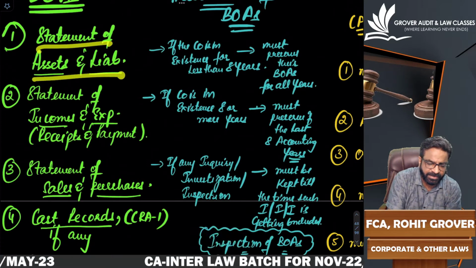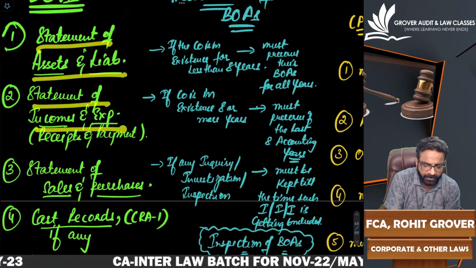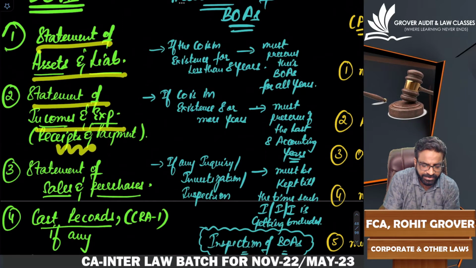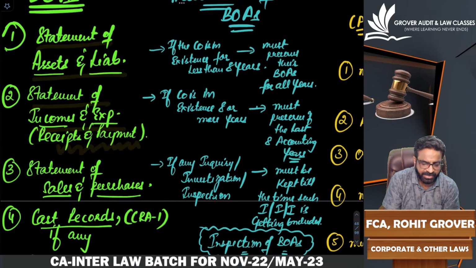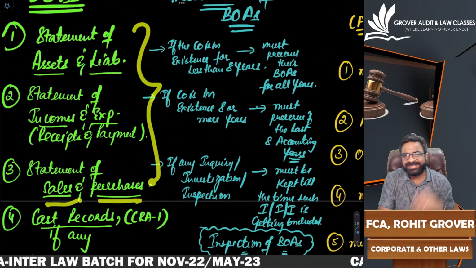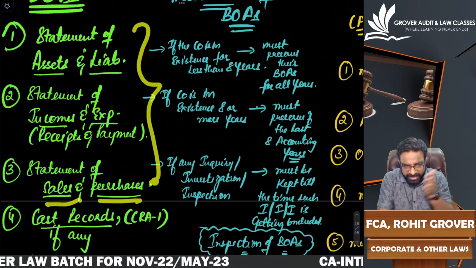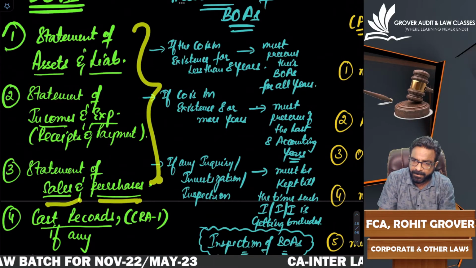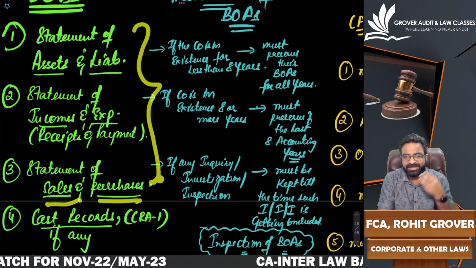What is the second one? Statement of income and expenses, which is also known as receipts and payments. And the statement of sales and purchases. Normally every company has assets and liabilities, incomes and expenditures, sales and purchases. So every company has to maintain these three books of accounts.